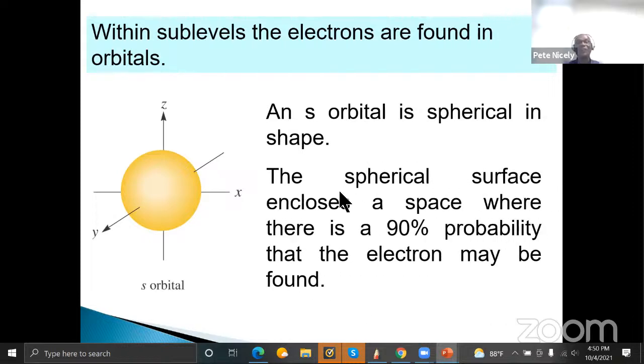And as we said before, an orbital is a region in space in an atom where there's a high probability, about 90% probability, that the electron will be found in that region. So in the case of the s orbital, which has a spherical shape, the probability of finding the electron within that spherical shape is 90%. So that's the s orbital that is found within the s sublevel.